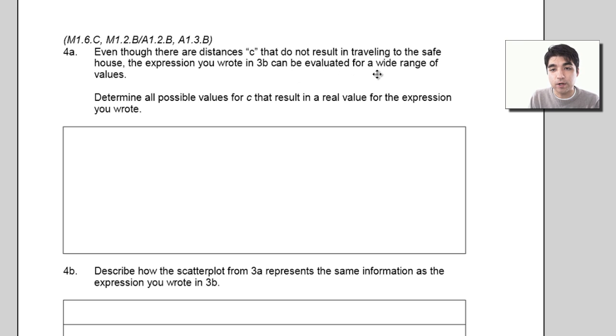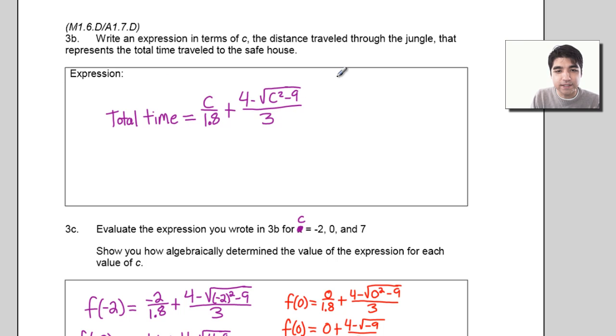3b can be evaluated for a wide range of values. Determine all possible values for c that result in a real value for the expression. So real values are anything that are an actual number. So no imaginary numbers. Okay, so let's think about this. If we look at our equation, this is the part that we want to focus on, because that's the only part of the equation that can mess everything up. So if we have a number in there that doesn't work, then our whole equation falls apart.